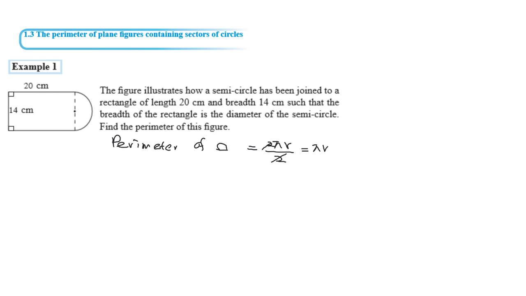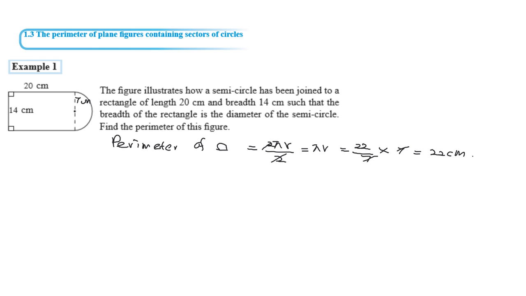So what is your r here? R is 7 cm because this length is 14 divided by 2, that is 7. So then 22 over 7 into 7, 7 and 7 cancel. You have 22 cm. So that is the perimeter of the semicircle.